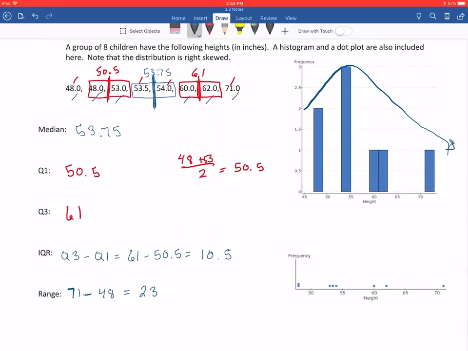So what I'm going to do now is come over onto this dot plot. I'm going to mark some of these values. So it looks like our median is at about 53.75. So let's say approximately here might be my median. My Q1 is just right above 50, so right here. My Q3 is at 61. And so my IQR spans from here to here.